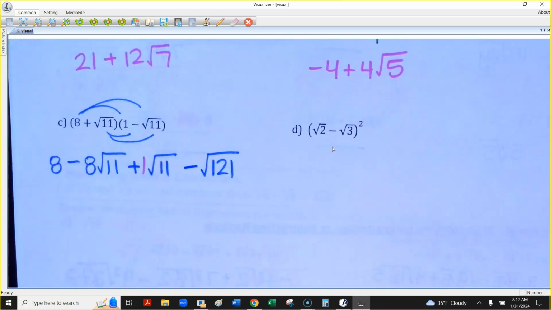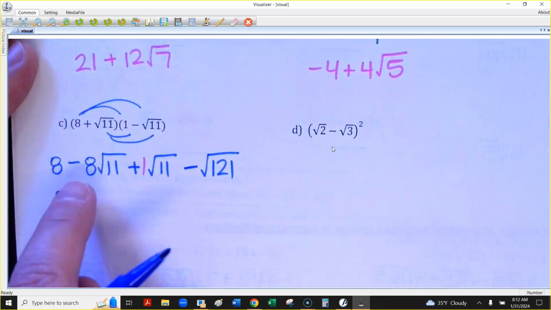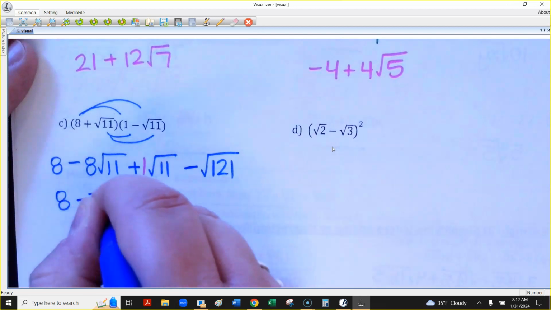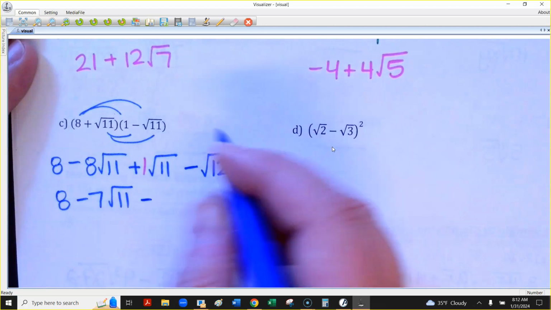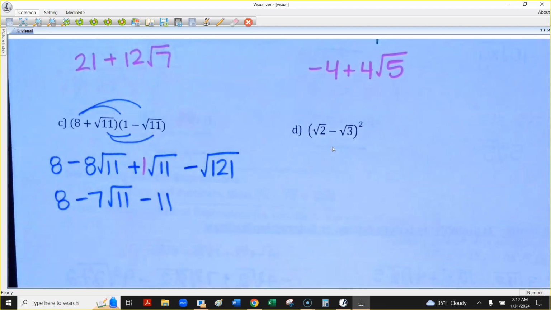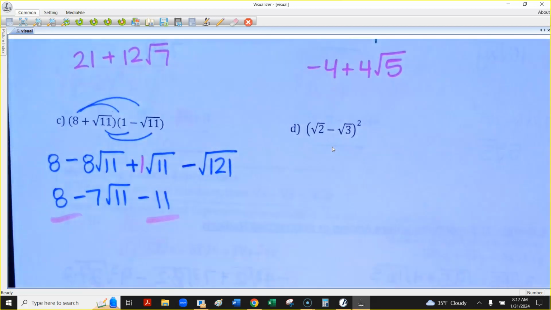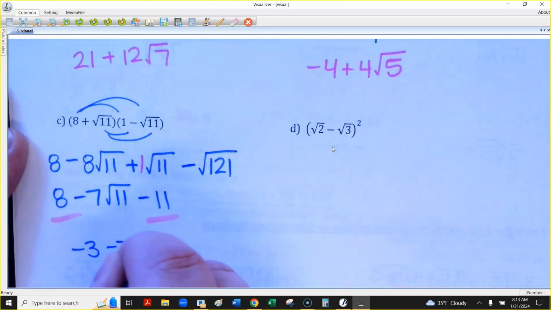And then the reason we were doing what we were doing on the front, in this question, you've got some like radicals kind of in the middle there. So really, I have 8, and then I have negative 8 roots of 11 plus 1 root of 11. So it would be minus 7 roots of 11. And then this last term here would be negative 11 because 121 is a perfect square. The only other thing you can do there is put the plain numbers together. So I've got an 8 minus 11. You can just go ahead and do that. So you're negative 3 minus 7 roots of 11.